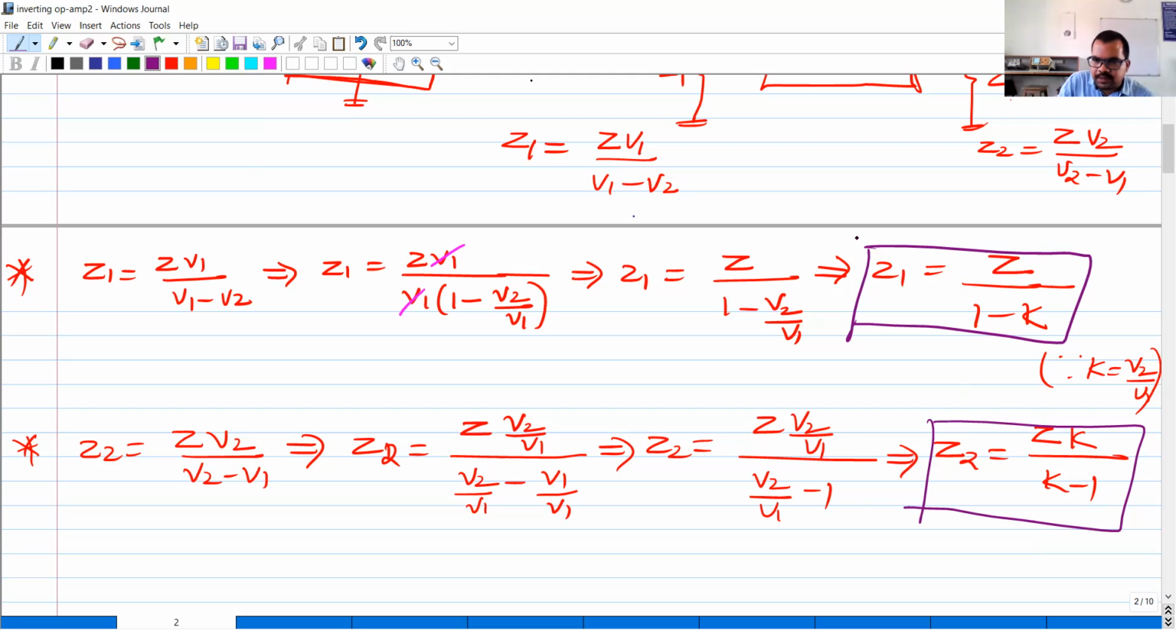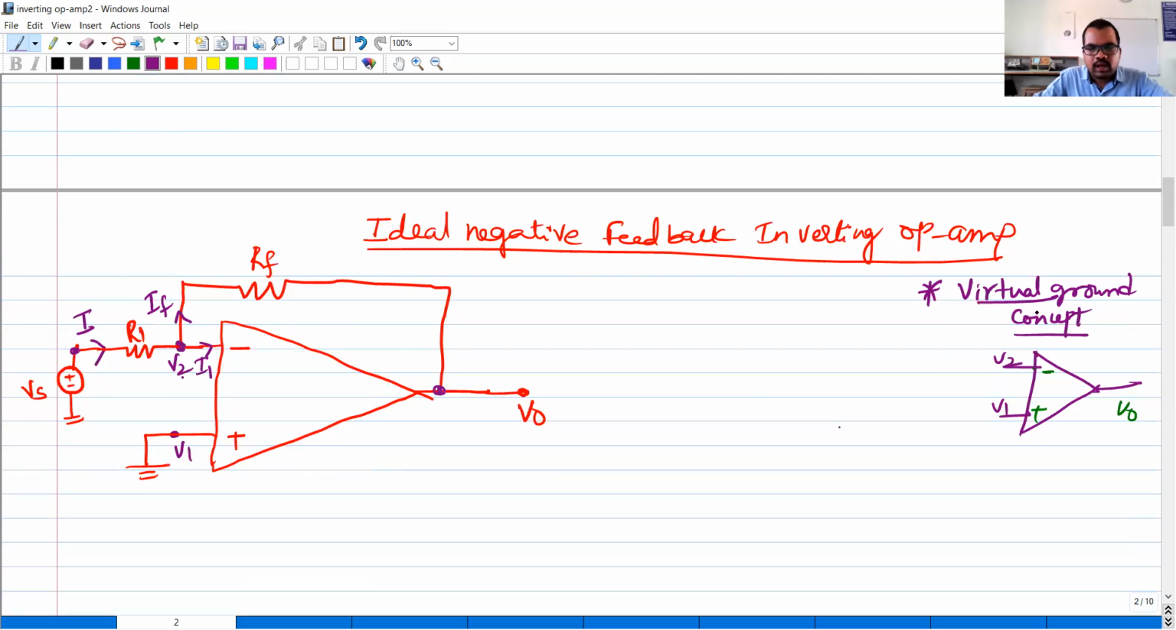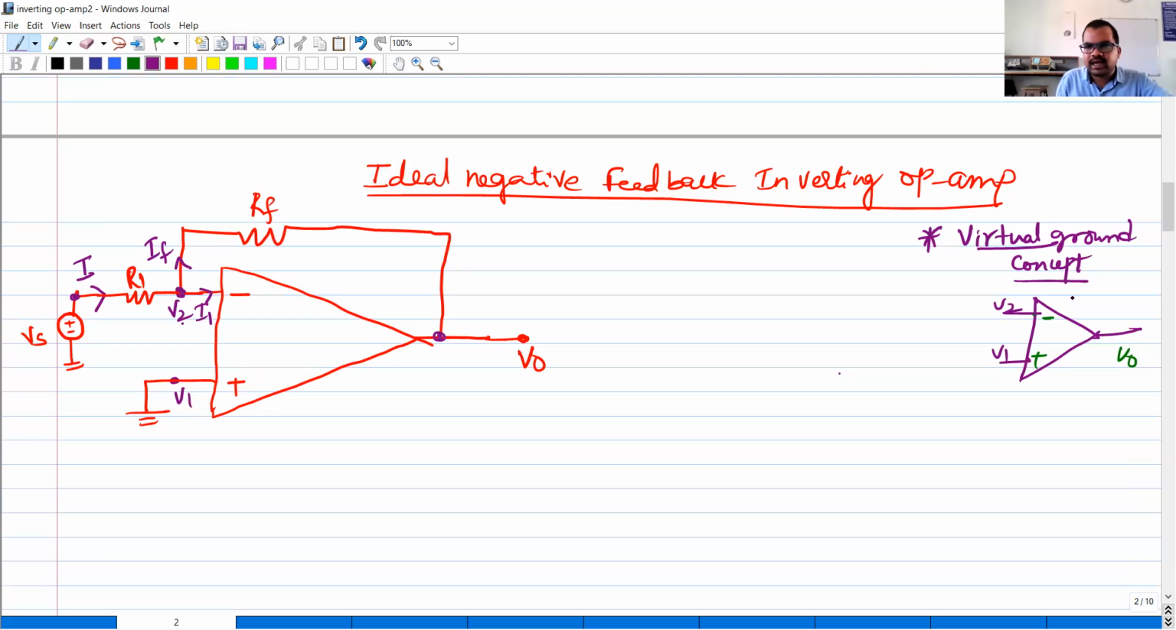Please remember this concept. We are going to use it in the practical case of the inverting operational amplifier. Now, here is the ideal negative feedback inverting operational amplifier. Why is it called the inverting operational amplifier? The input voltage is applied at the inverting terminal. Such a type of operational amplifier is called an inverting operational amplifier.